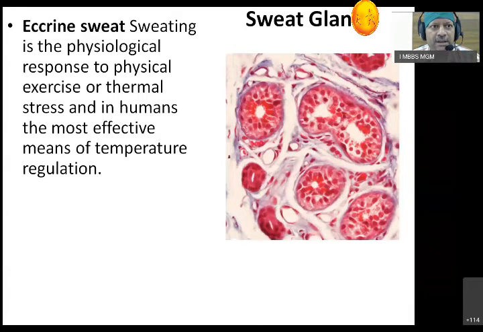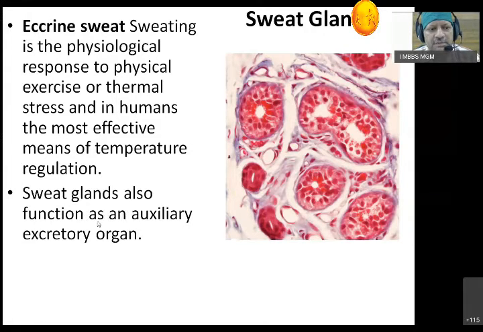Eccrine sweat glands respond physiologically to physical exercise and thermal stress. You can add this as a function: physical exercise, thermal stress, and even the most effective means of temperature regulation. You can see this clearly in the figure, with ducts showing stratified cuboidal epithelium. Sweat glands also function as auxiliary excretory organs. Why is it called that? Because it secretes some amount of urea, uric acid, and ammonia. So which is the auxiliary excretory organ? The sweat gland.